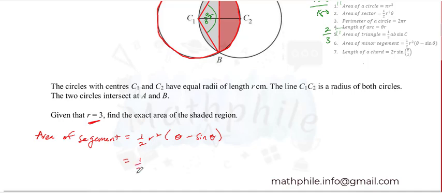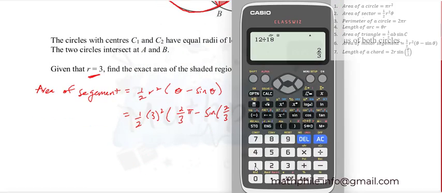So this should be 1 over 2. The radius is 3, so 3 squared. Then theta is 2 over 3 pi, minus sine theta. Sine theta is going to be sine 2 over 3 pi. Okay, so we can input this on the calculator. 0.5 times 3 squared is 9, so that we save some time. Then we've got 2 pi over 3, so 2 pi over 3 minus sine 2 pi over 3.